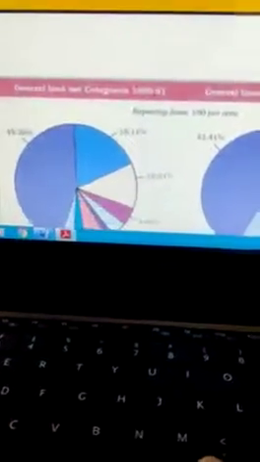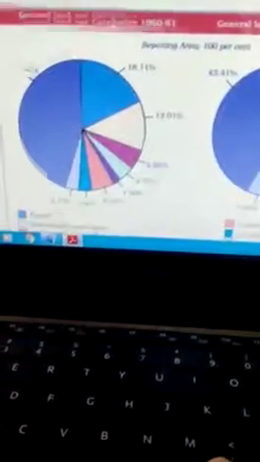Now let's move on to the next point. We'll continue with this. These are the pie charts given. We'll continue with this afterwards.